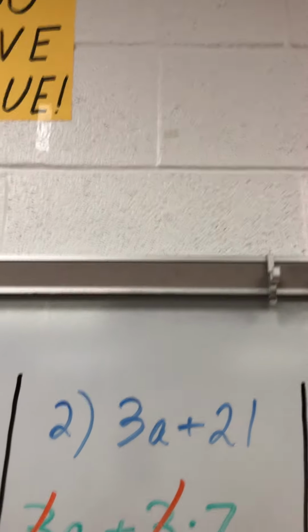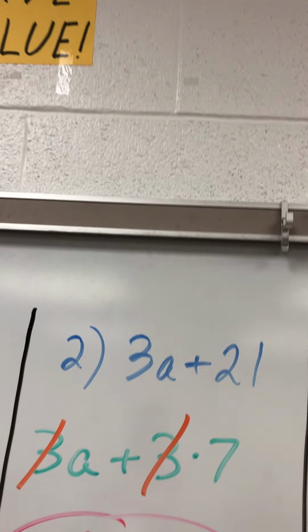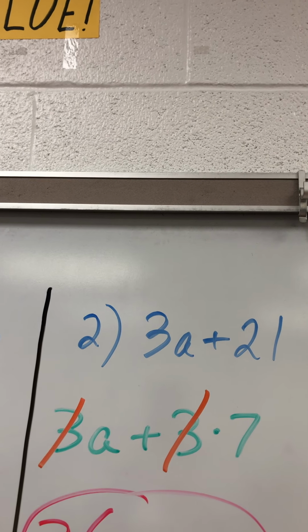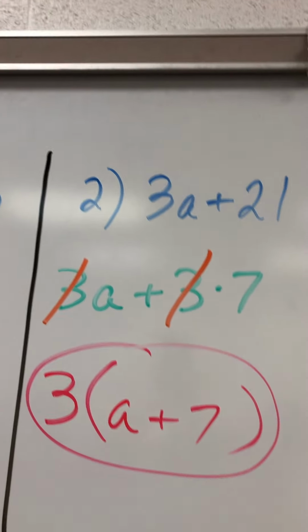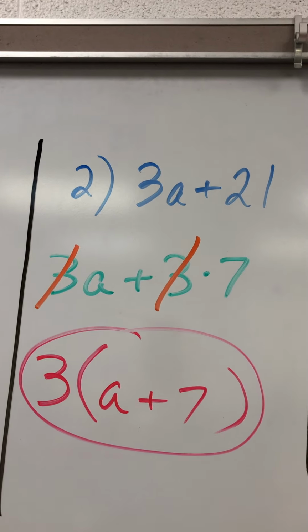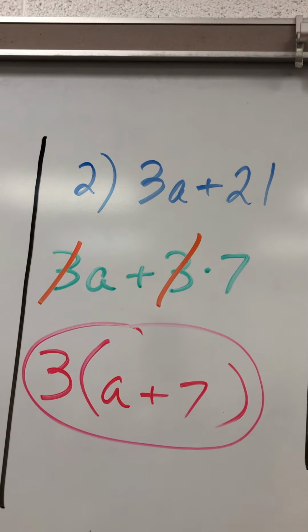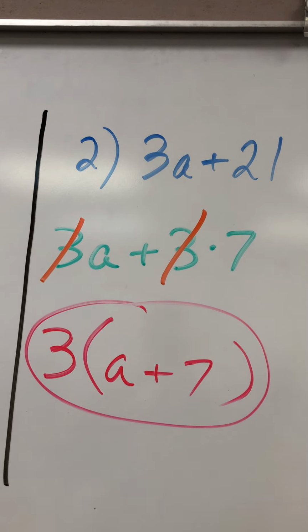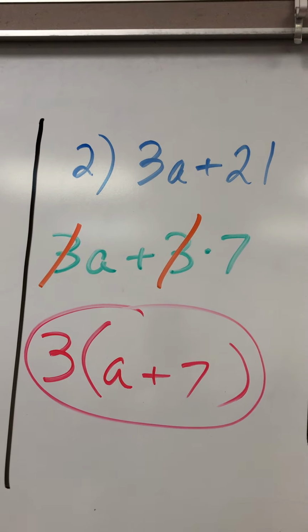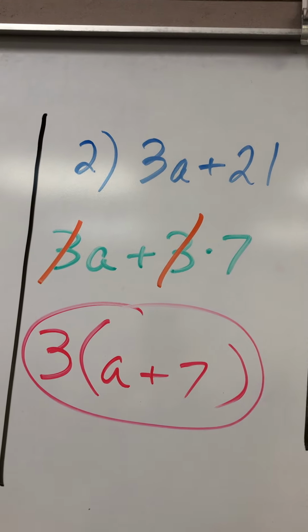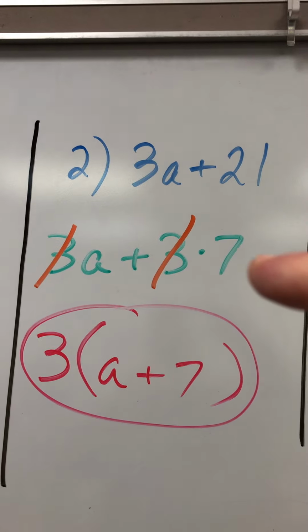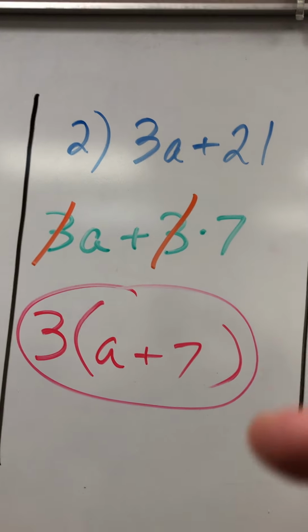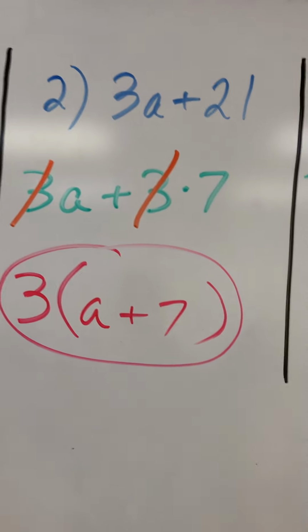3a plus 21. Isn't that 3 times a plus 3 times 7? What's common? The 3. Write it down. What's left? A plus 7 is not crossed out. That's what goes in parentheses. When you're able to do this without this second step, you can skip this step and go right from here to the answer if you want. Okay.